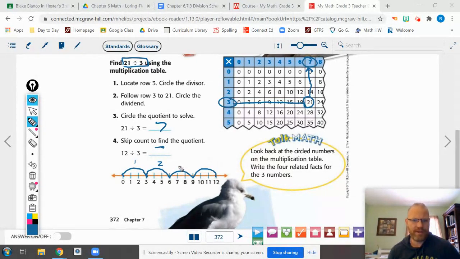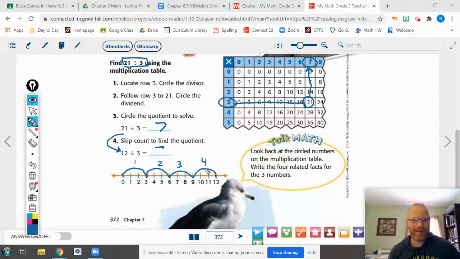Did I do something weird there? 12 divided by 3. Oh, okay. We don't know the answer. I didn't realize they changed this to a different number. So there we go. So I ended up with the right answer. I just didn't realize that they changed our number to 12.